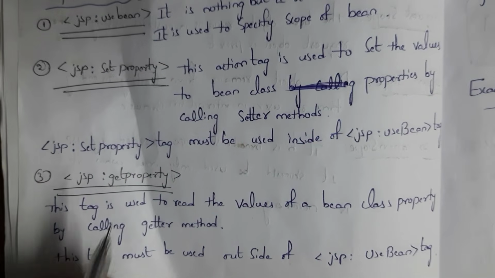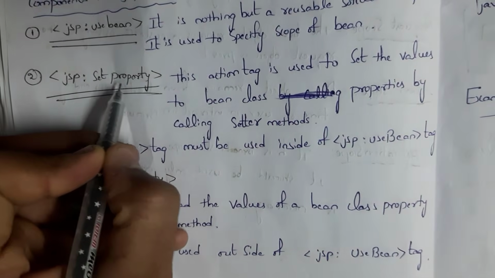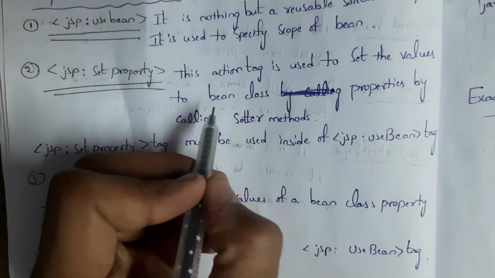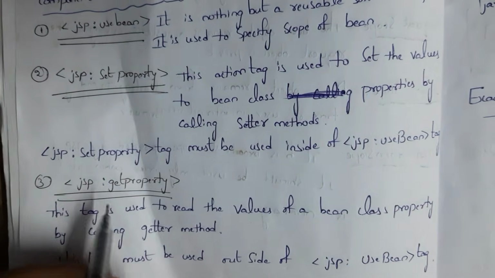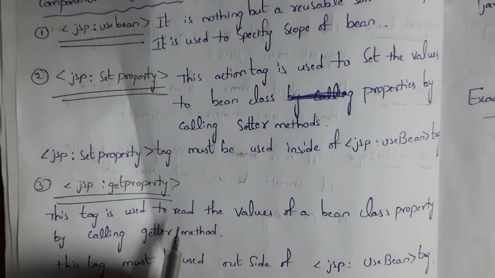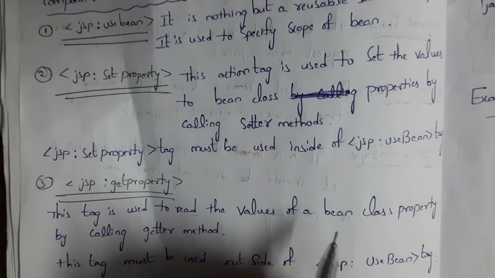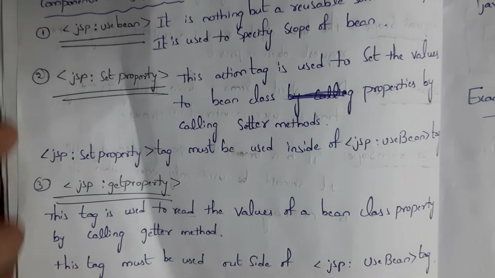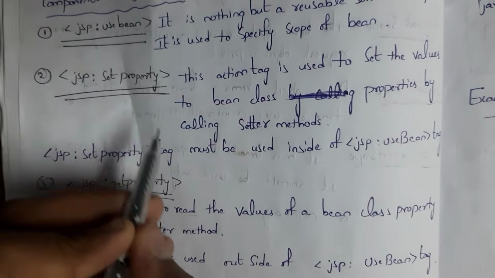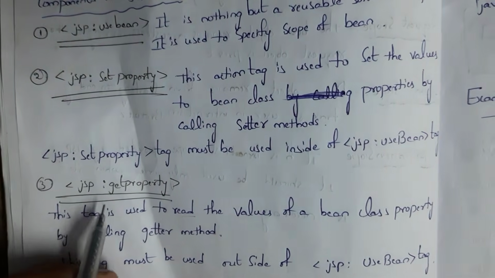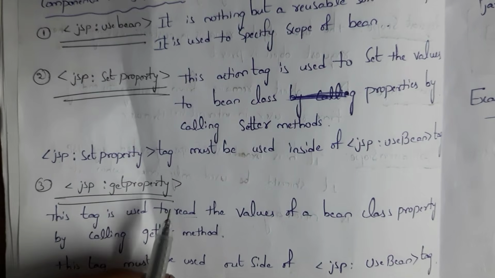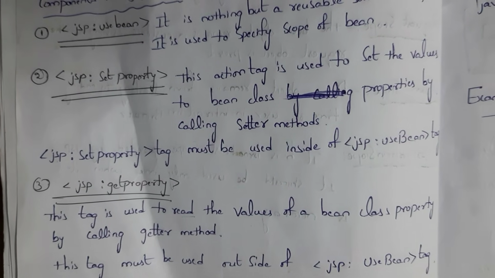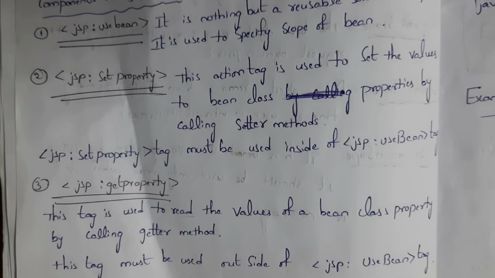Third one is jsp:getProperty, where jsp:setProperty is used to set values to bean class properties, whereas jsp:getProperty is used to read values of bean class properties. And jsp:setProperty is written inside jsp:useBean, whereas jsp:getProperty is written outside jsp:useBean. These are the three components in JSP bean.